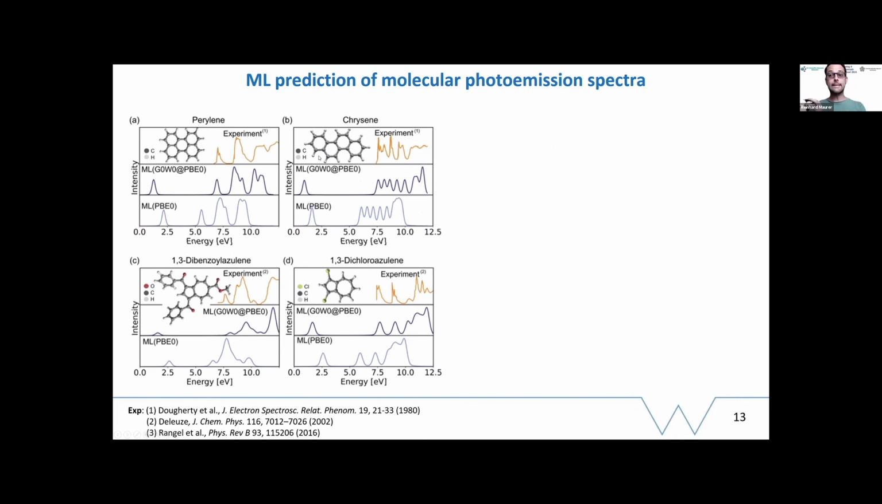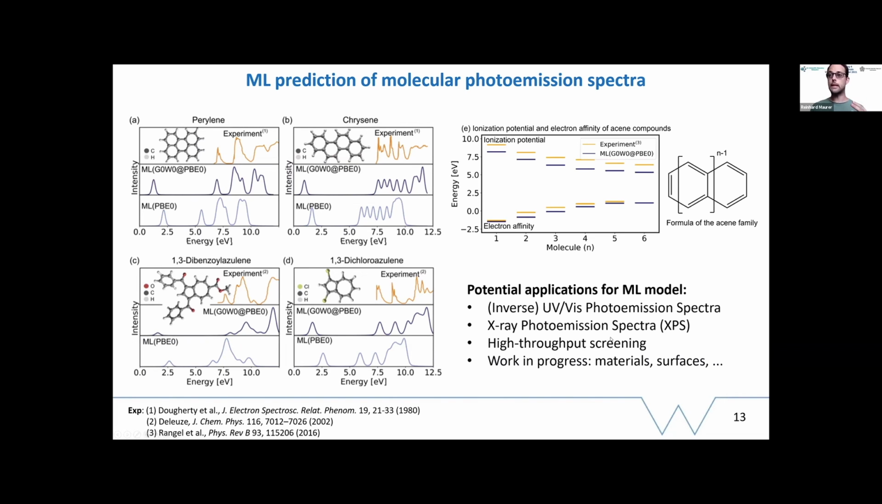So these are unseen molecules for the model, and we can predict the hybrid energy levels, but also these GW energy levels, and they compare very well to experiments. So these experimental spectra here, we can see we get the position and actually the intensity of these peaks quite reasonably right. And this is, of course, exciting because it means our model can in principle be used to predict photoemission spectra, inverse photoemission spectra. We also are pretty sure we can do X-ray photoemission.